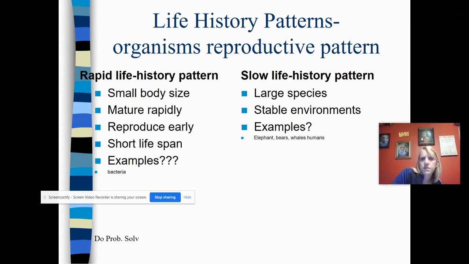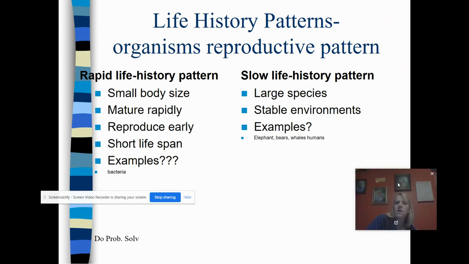So your book talks about something called life history patterns. A rapid life history pattern is an organism that has a really small body size. They mature really quickly because they're so small that they reach their reproductive age very fast. Since they reach their reproductive age very fast, they reproduce very early, and they have a short lifespan. So examples would be fruit flies.